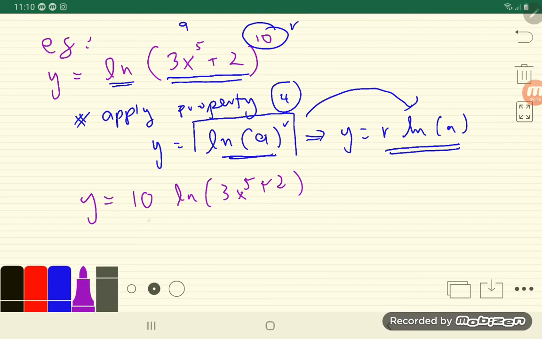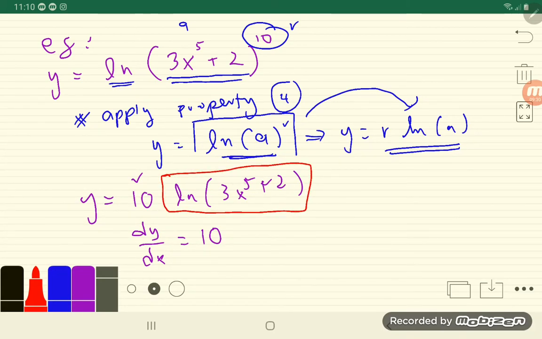Then we can start to differentiate. For dy dx, the value of 10 here we are going to copy again. So you just need to differentiate ln of 3x to the power of 5 plus 2. Here you can apply ln u. The value of u is 3x to the power of 5 plus 2, and du dx will be 15x.